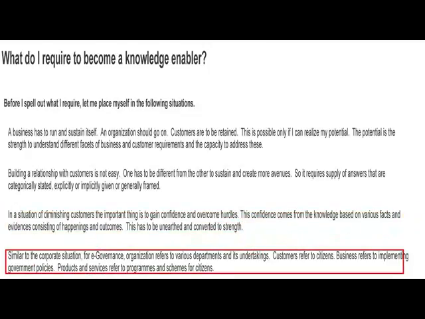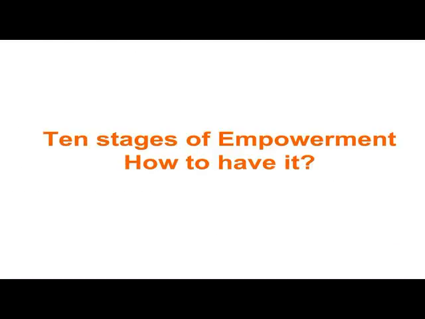Similar to the corporate situation, for e-governance also, organizations refer to various departments and undertakings. Customers are their citizens. Business refers to implementing various government policies. Products and services refer to the various programs, schemes and policies implemented for citizens. SIPS OPD facilitates this by 10 stages of empowerment. How to have this empowerment?